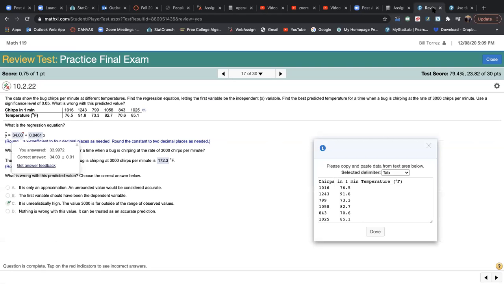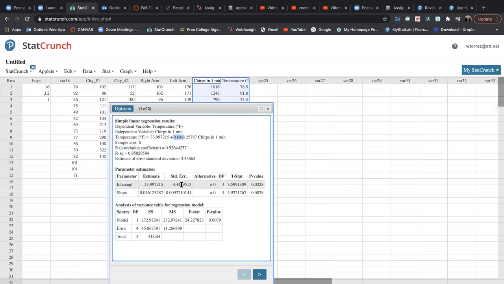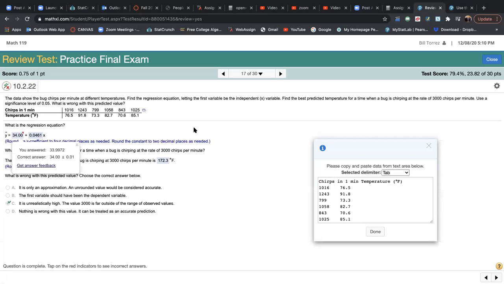Well, we've got 4 decimal places there, sorry. So here's 4 decimal places. And we're good. So that's the correct answer. Y hat is 34 plus 0.0461 times X.